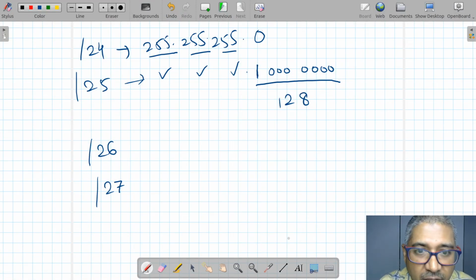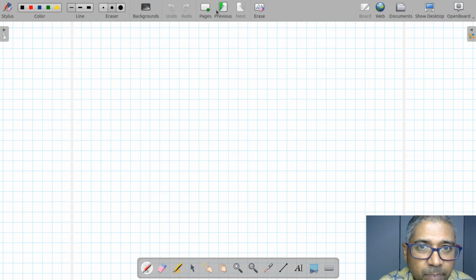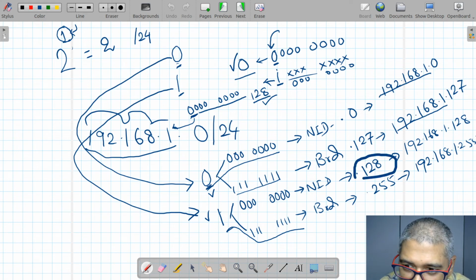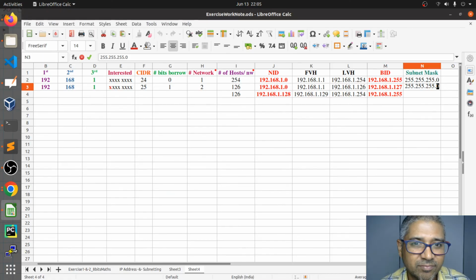It is nothing. If you see the previous class, I'll show you what the last network will be. That will be your subnet mask. So the last network will be 128 here. There are only two networks, so the second is the last network. That will be your IP.